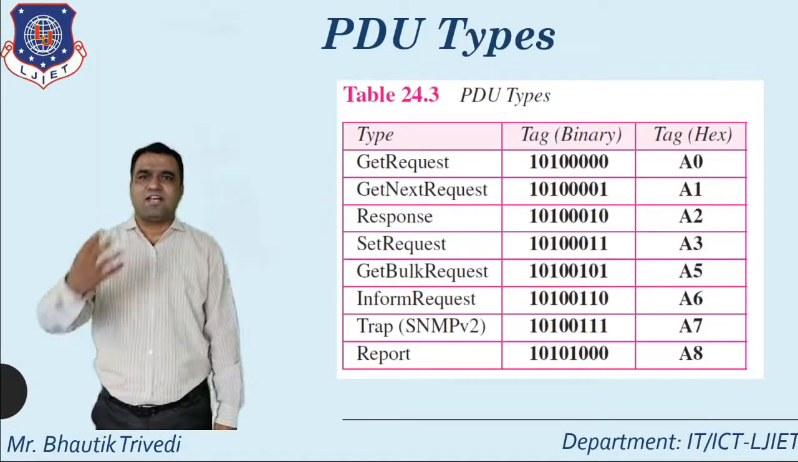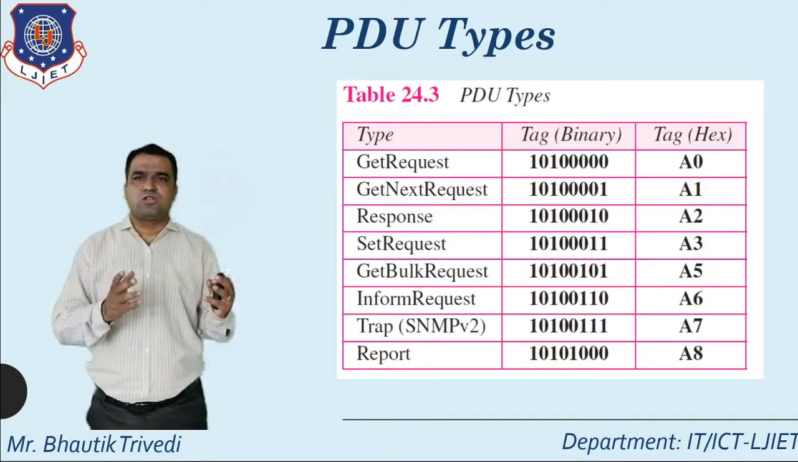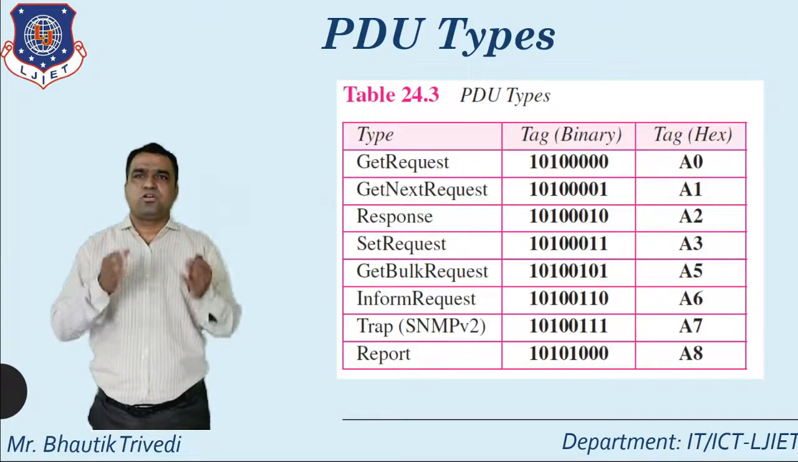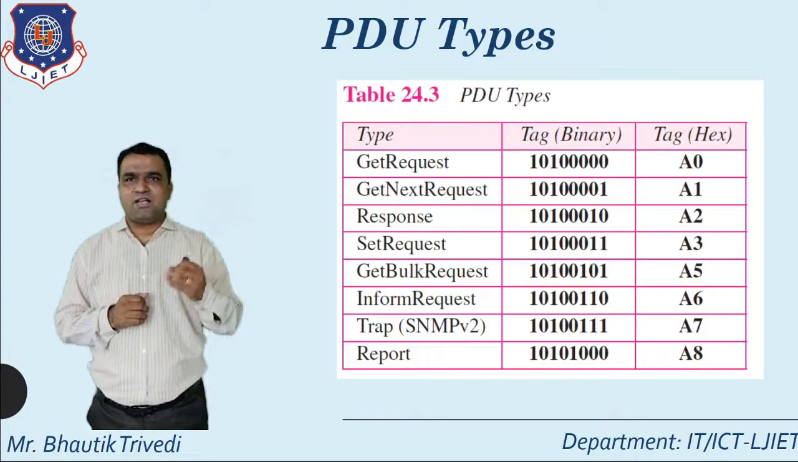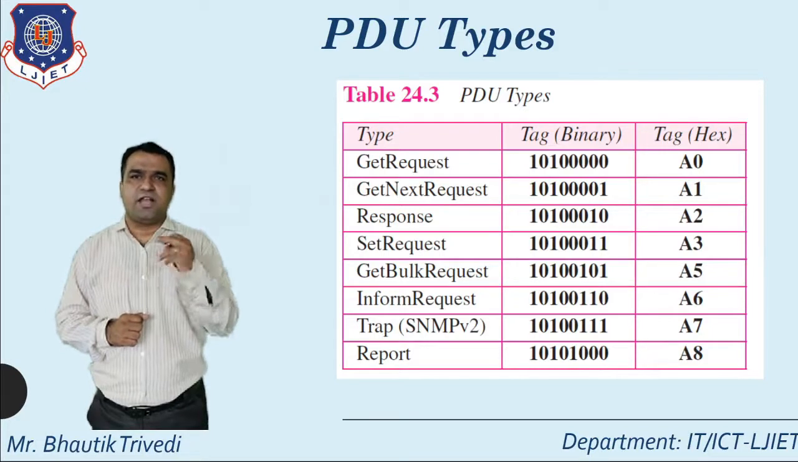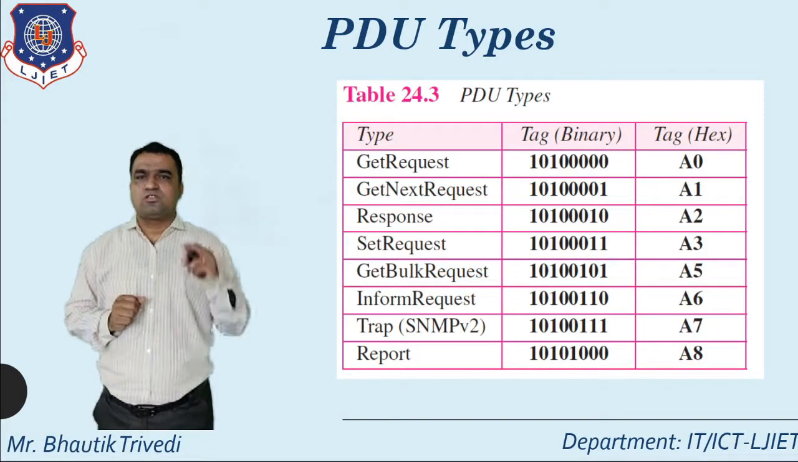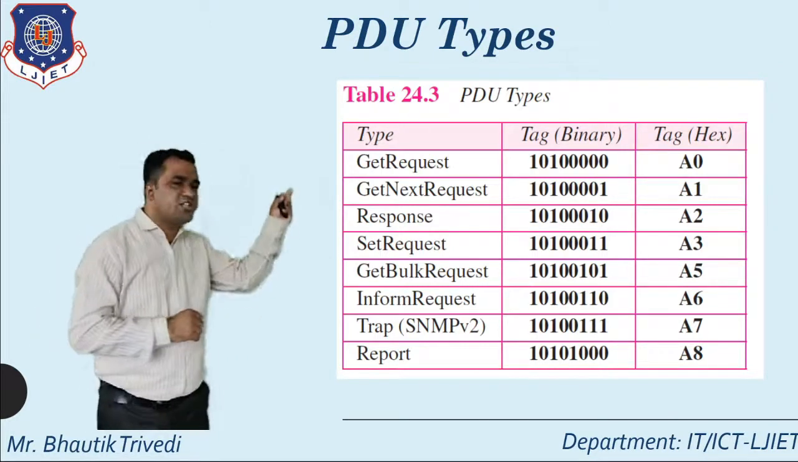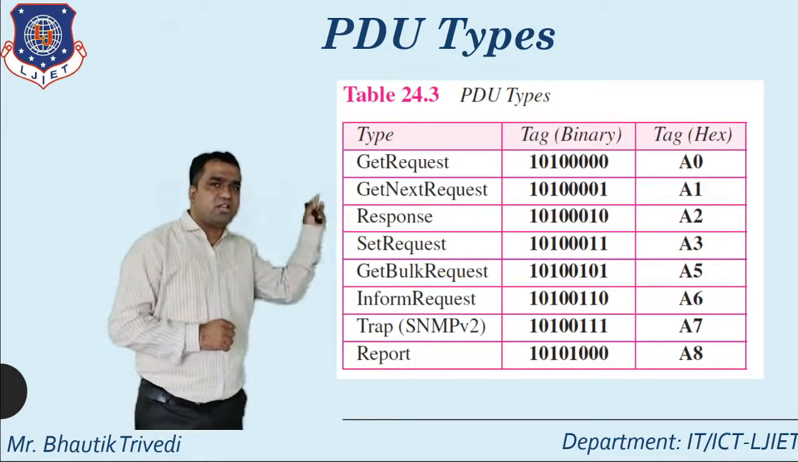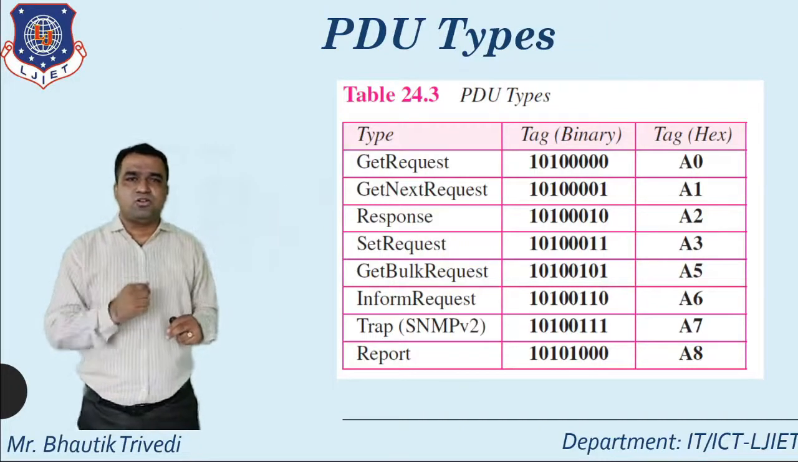After that, whatever I discussed is in terms of the request, the response, or the report. So PDU types, how many types of PDU do you know? PDU generally, first, get request. Get request supports one tag value. So which tag value? Here in this particular table you can see it supports the tag value A0, that is A and 0.